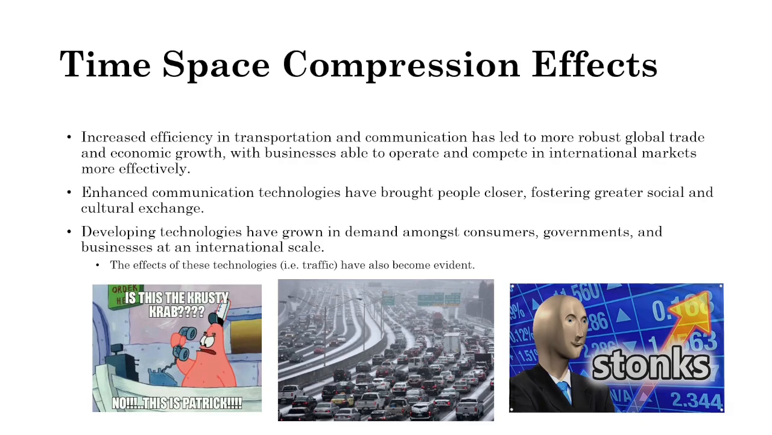And of course, the effects of these technologies have become evident. Cars are a transportation technology that has led to traffic. Traffic didn't exist 150 years ago. This is a picture of Atlanta. Atlanta has some of the worst traffic I've ever seen. I've seen bad traffic in Boston. I've seen bad traffic in Dallas. Cars make traffic. That's just how it is.